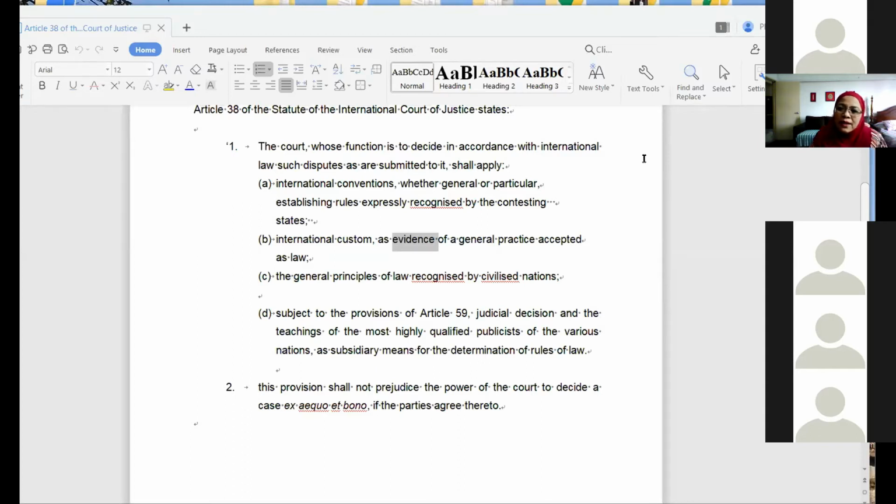All right. I'll give you an example of international custom. They become mula your state party, lepas tu they become international custom because the rest of the world accepted it, not objected to it. Right? I'll give you two examples where the practice of the states becomes international custom. Number one, all right, visa. All right, visa. Tahu visa?